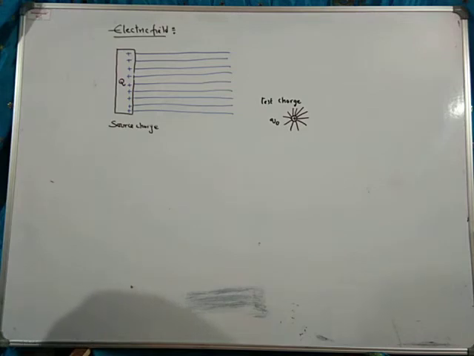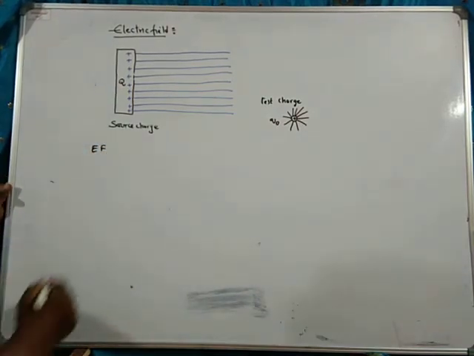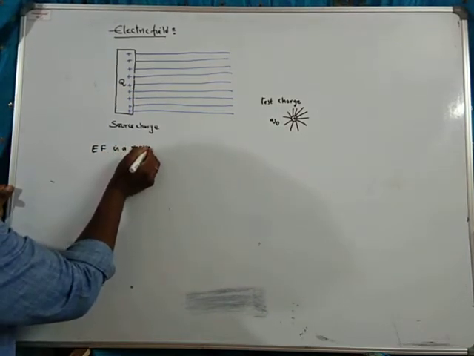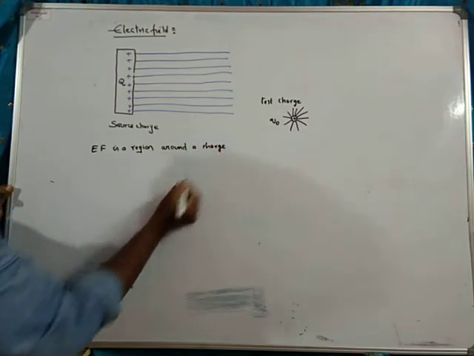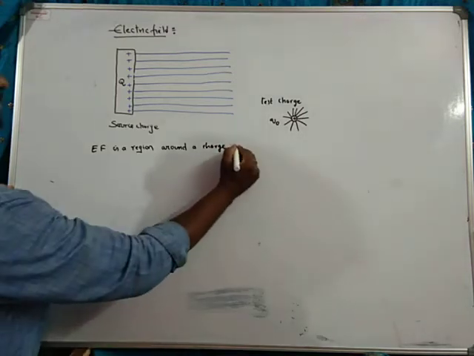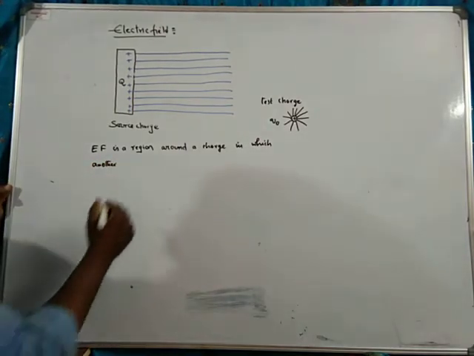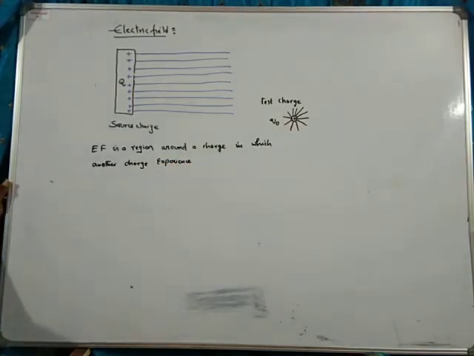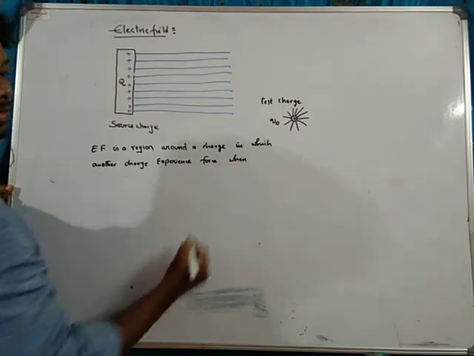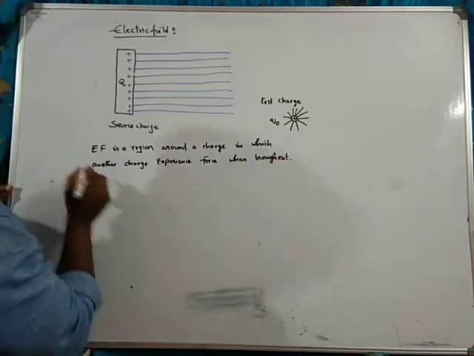So to define this, we will define the electric field. Electric field is nothing but a region around a charge in which another charge experiences a force when brought in.